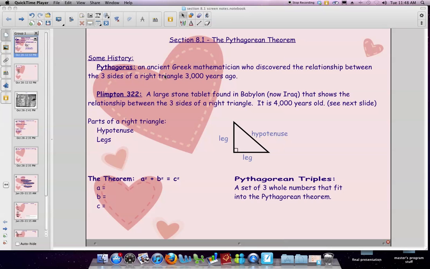Pythagoras was an ancient Greek mathematician, and he was given the credit for discovering the Pythagorean theorem about the relationship between the three sides of a right triangle. That was about 3,000 years ago. The Plimpton 322 tablet is a large stone tablet that was found in Babylon, which is now Iraq. But that also shows the relationship between the three sides of a right triangle.